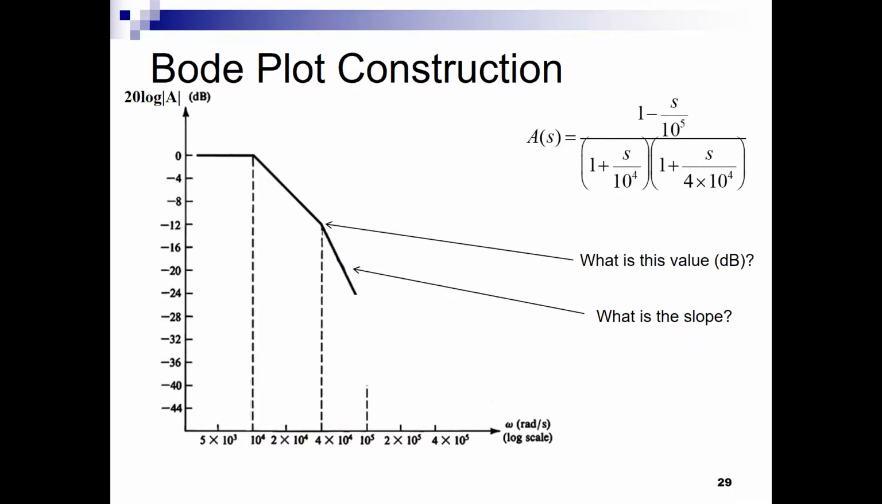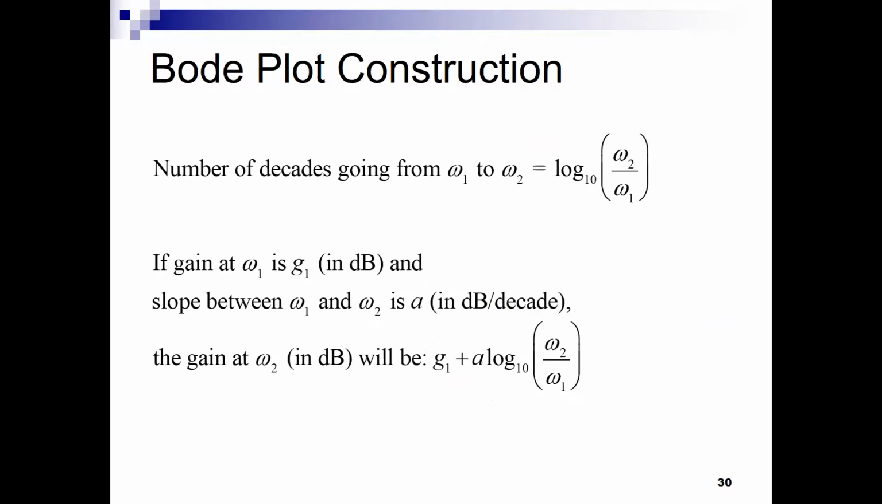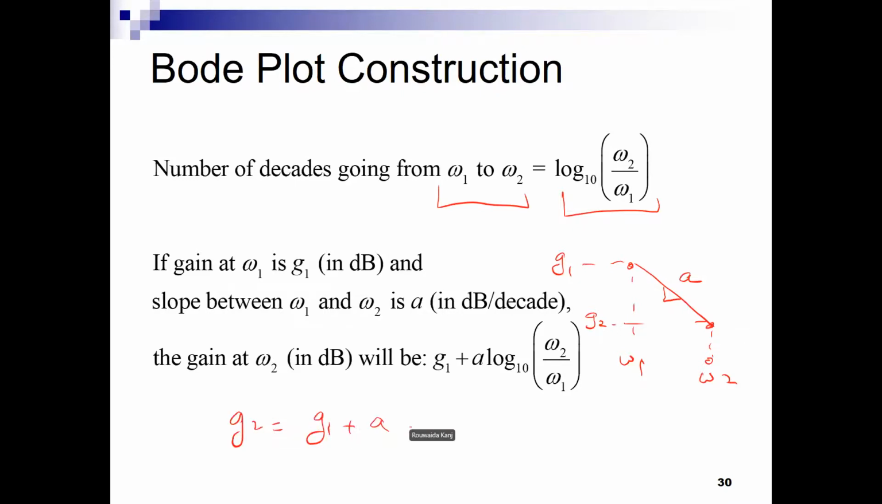The next slide tells me the rule for how to find it. It says the number of decades from omega 1 to omega 2 is really log base 10 of omega 2 over omega 1. If at point omega 1 the gain is G1, and at point omega 2 the gain is G2, and I know the slope is A, then I can find that G2 is going to be G1 plus A times log of omega 2 over omega 1.